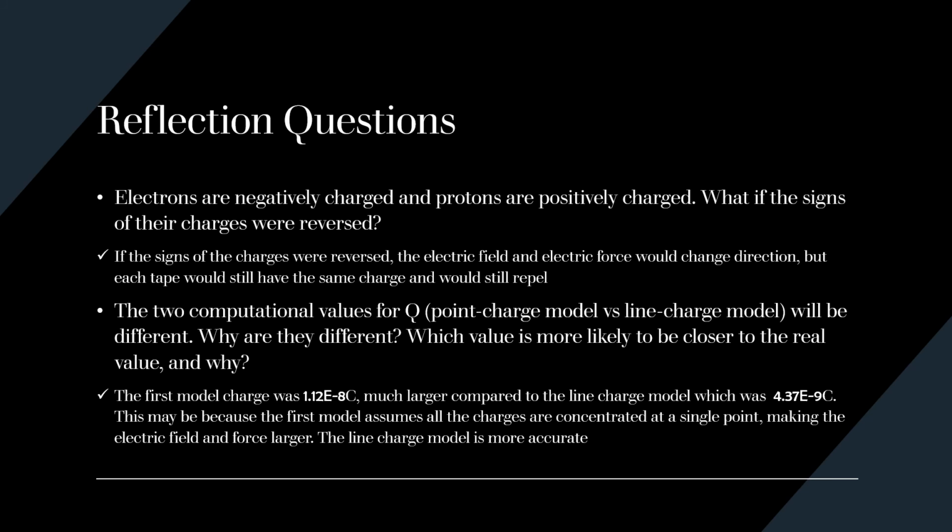The second question is that the two computational values for Q will be different. Why are they different? Which value is more likely to be closer to the real value? The first model charge was 1.12 times 10 to the power of negative 8 coulombs, much larger compared to the line charge model, which was 4.37 times 10 to the power of negative 9 coulombs. This may be because the first model assumes all the charges are concentrated at a single point, making the electric field and force larger. Therefore, the line charge model is more accurate.